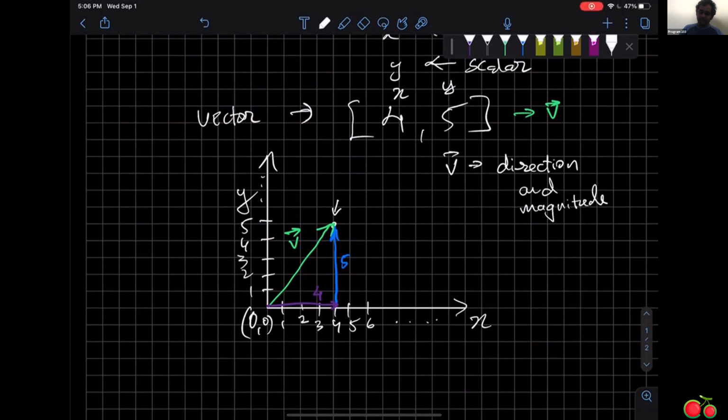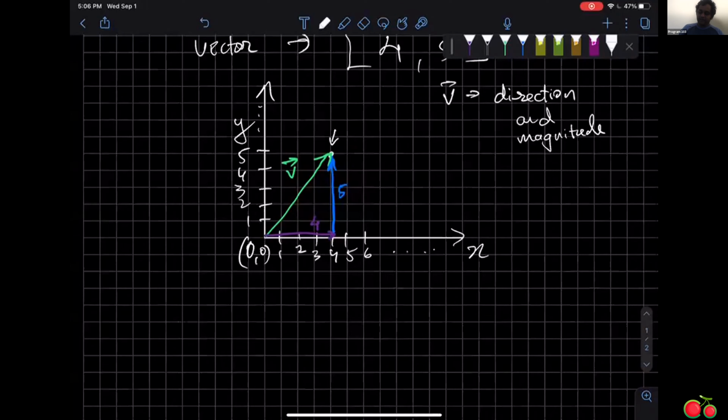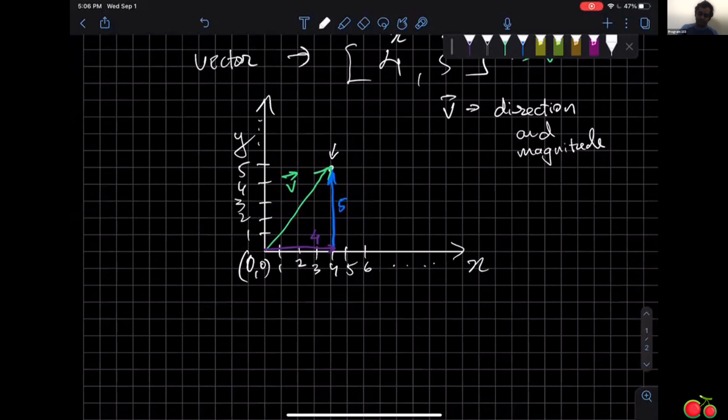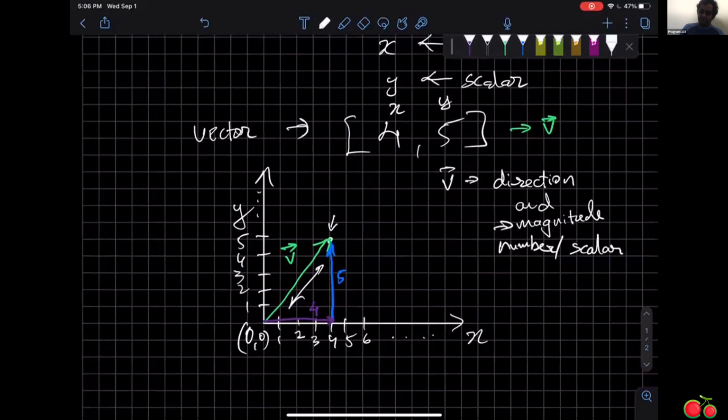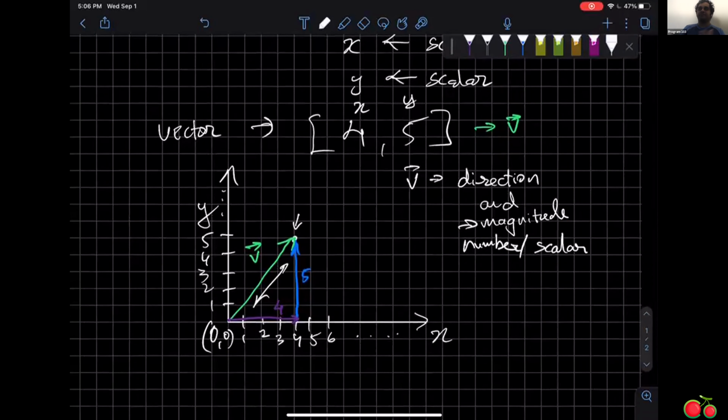So what is the magnitude? The magnitude essentially is the length of the vector. The length of the vector is just one number that quantifies the length of the vector. So the magnitude is a single number, a scalar. And the direction is given by these two numbers. It's basically the direction it's pointing.